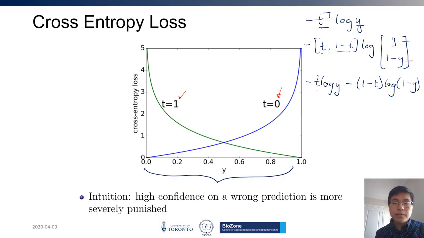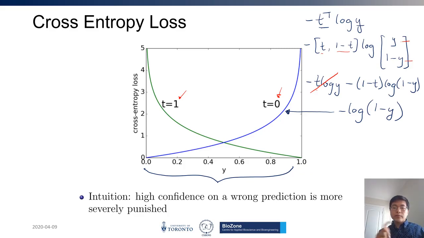So let's consider the case where t is equal to 0. When t is 0, that term is 0. But when t is 0, the second term simply becomes minus log of 1 minus y. And that is exactly this blue curve here. If you think about a log, you have to flip it vertically and also flip it horizontally, because you have this minus and this minus. So when y is approaching 1, this blows up, because you're taking a log of 0, right? Intuitively, it blows up.